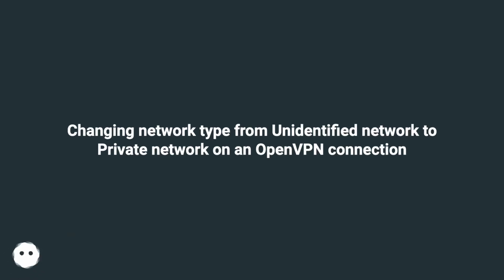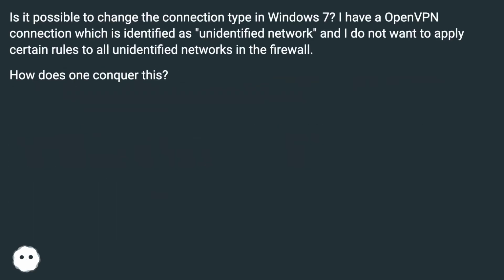Changing network type from unidentified network to private network on an OpenVPN connection. Is it possible to change the connection type in Windows 7? I have an OpenVPN connection which is identified as unidentified network, and I do not want to apply certain rules to all unidentified networks in the firewall. How does one conquer this?